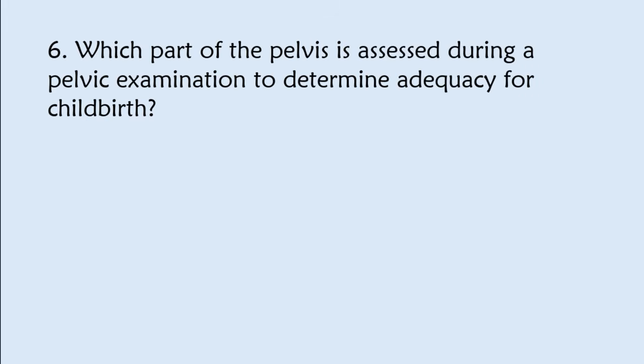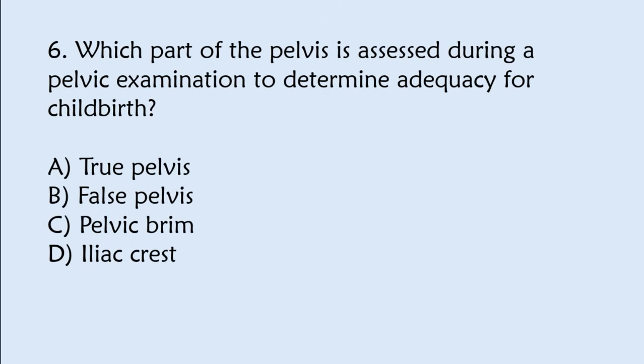Which part of the pelvis is assessed during a pelvic examination to determine adequacy for childbirth? True pelvis, false pelvis, pelvic brim, iliac crest. Correct answer is option A, true pelvis.